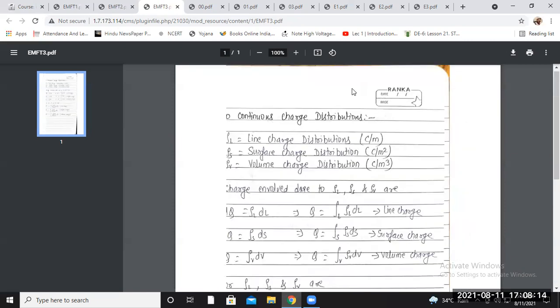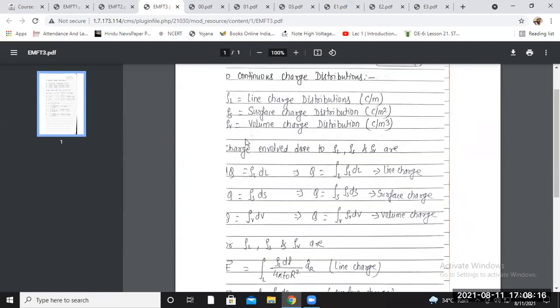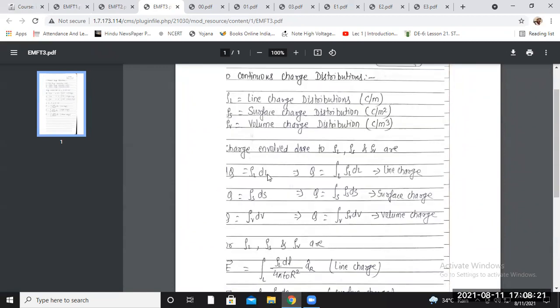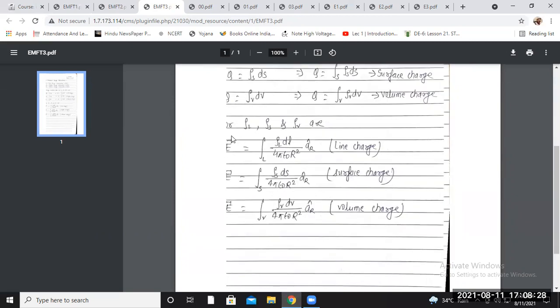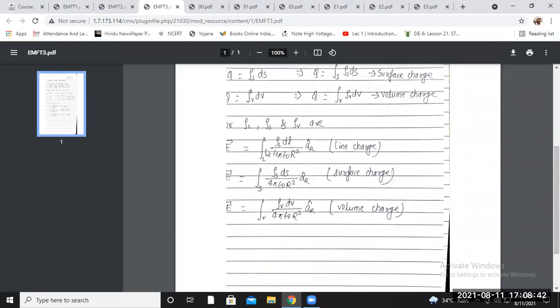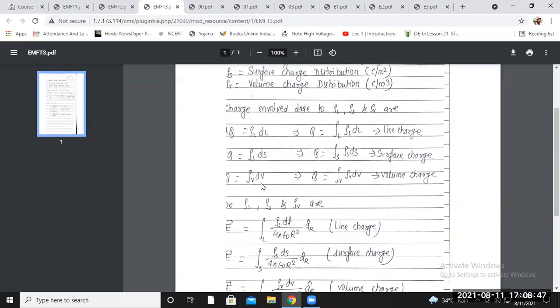Then we saw how we can relate the continuous charge distribution, how it is represented, and the total charge present, to the electric field intensity. The total charge due to the line charge, surface charge, and volume charge is represented by this formula. Then we discussed the electric field intensity in terms of line charge, surface charge, and volume charge density. Accordingly, the formula can be used to find the value of electric field intensity depending upon the application, whether it is line charge, surface charge, or volume charge density.